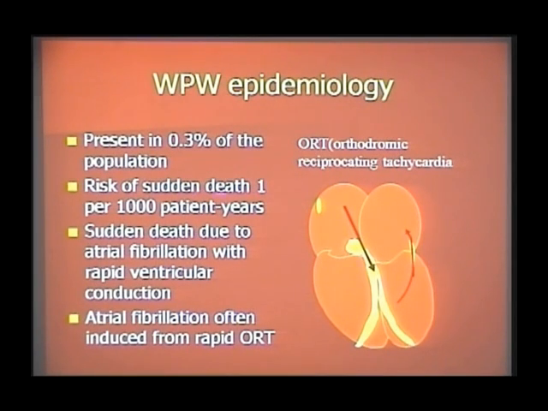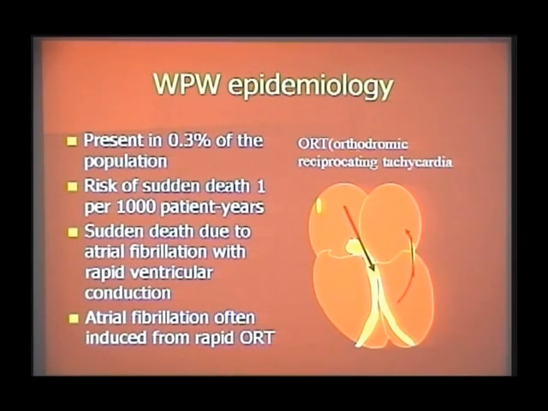Risk of sudden death is 1 in 1000. Sudden death is due to atrial fibrillation with rapid ventricular contraction. Atrial fibrillation can happen even after one episode of tachycardia. So there are two types of tachycardia in WPW syndrome.